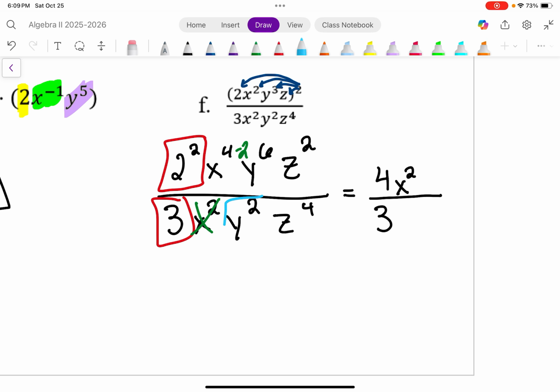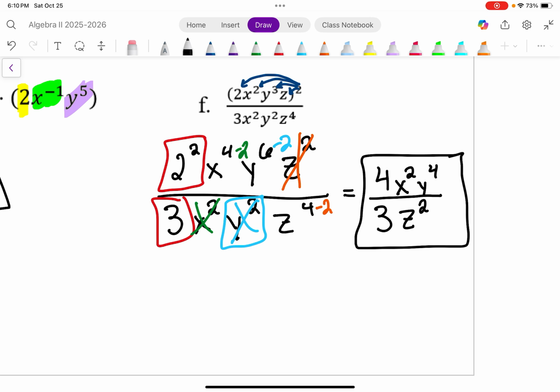Same thing for the y's. There are more y's on top, so I'm going to take away the ones on the bottom from the top, and that becomes y to the power of 4. Now for the z's, there are more z's on the bottom, so I'm going to take away the z's on the top from the z's on the bottom. So my z's will stay on the bottom because that's where there were more of them, and that would be z squared.